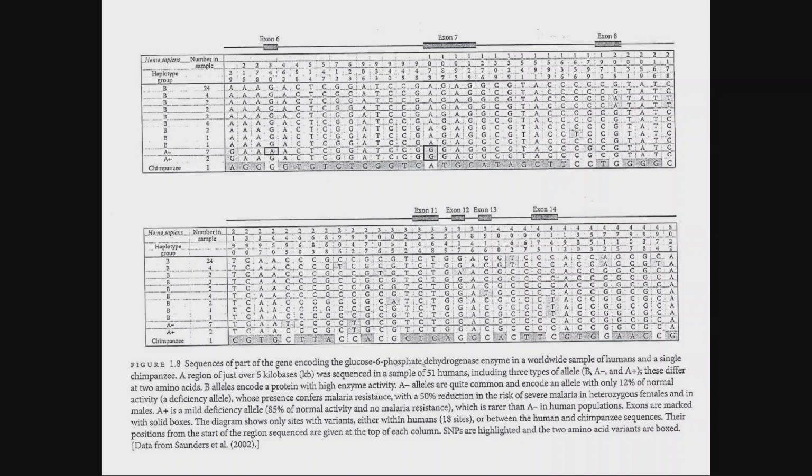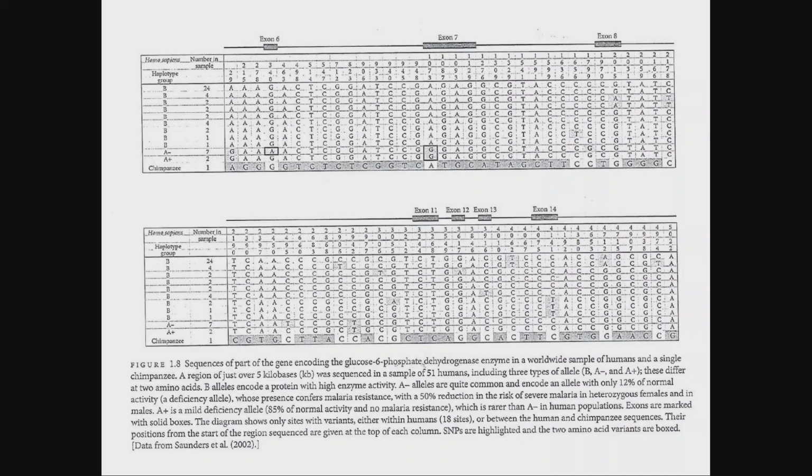And it's written here in small print, the B alleles encode a protein with high enzyme activity. So you can think of the B haplotype as sort of being the normal version of this gene. And the really interesting one is the A minus one, which is here and here. So A minus, 7 people had this A minus allele in this sample, so sample size of 7 for this allele.